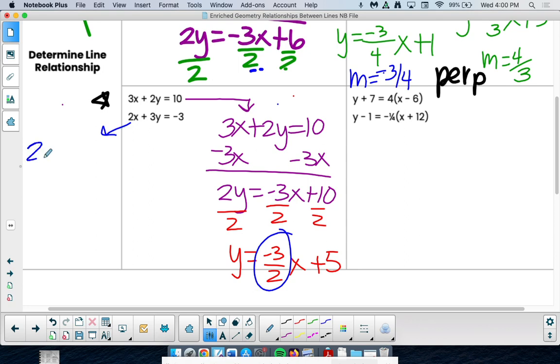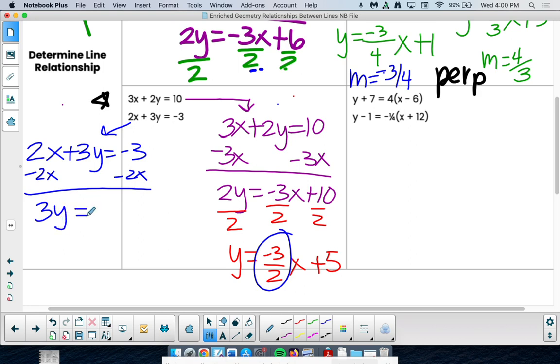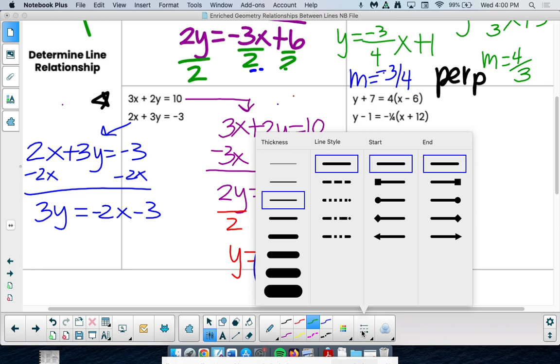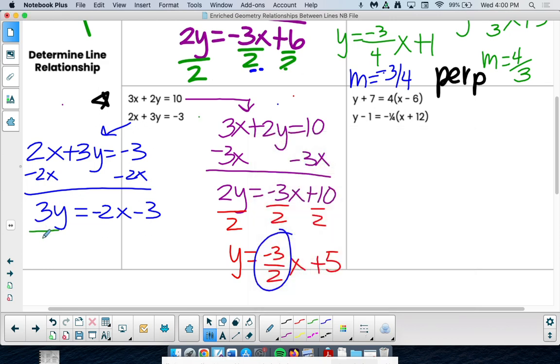Same thing on this one. Get y alone. Minus 2x over, 3y equals negative 2x minus 3. Divide by 3 to get y alone. Y equals negative 2 over 3x minus 1.